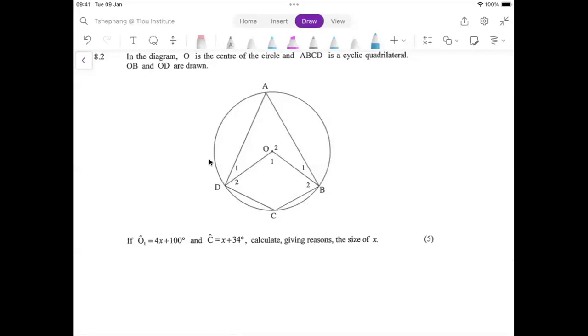So, O1, no, mistake. I just want to state the given one. So O1 is equal to 4x plus 100. We know that this is a given. Okay. Now, if O1 is that, we can say that A is equal to half, because angle at the center is twice angle at the circumference. So we're looking for angle at the circumference, it must be half of the one that is at the center. Okay, so this will be 2x plus 50.